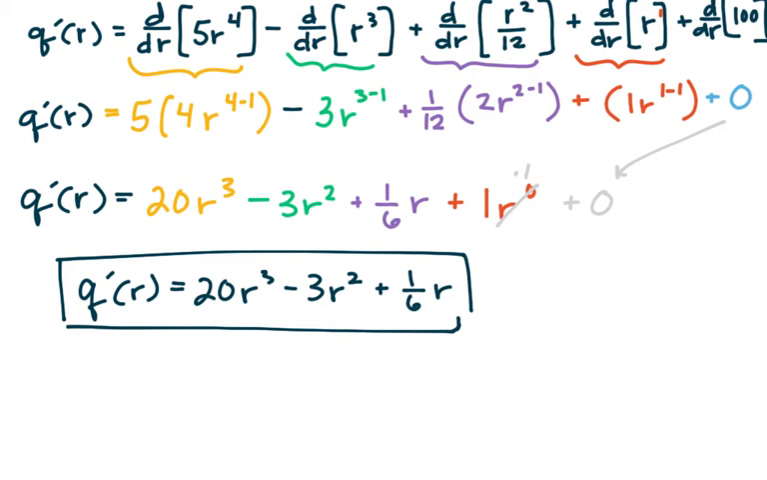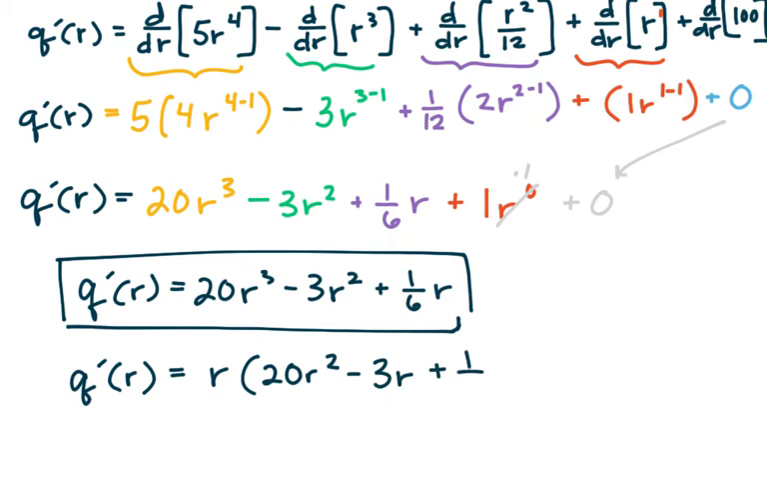However, you may look at this and recognize that part of it could be factored. So we could also say Q prime of r is equal to, I'll factor out a GCF of r. So that is 20r squared minus 3r plus 1/6. That is not necessary, but that is just another step we could take, because as we look at simplifying, we do always want to try and factor if we can.